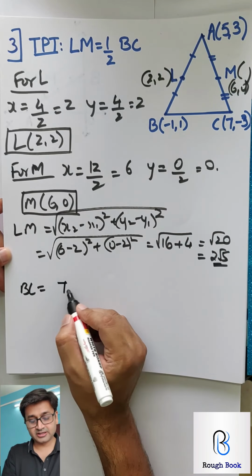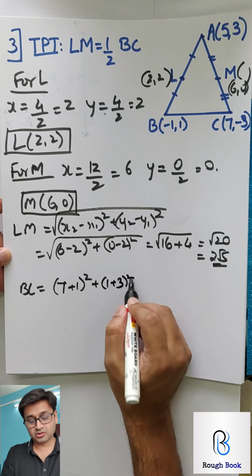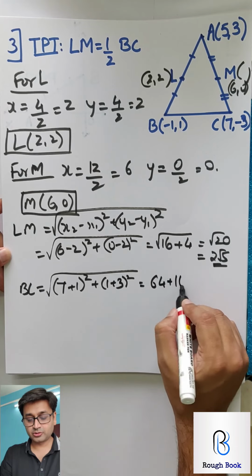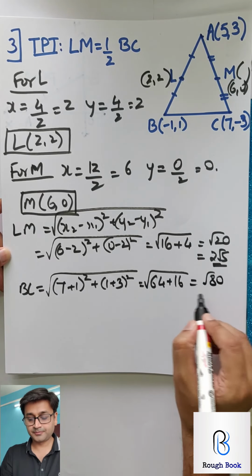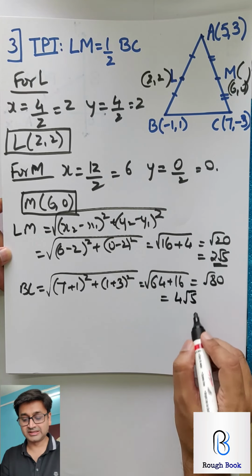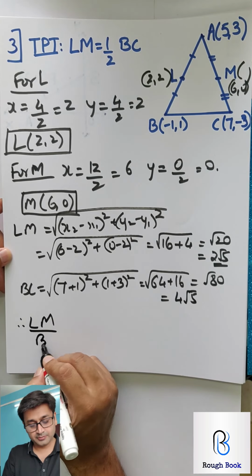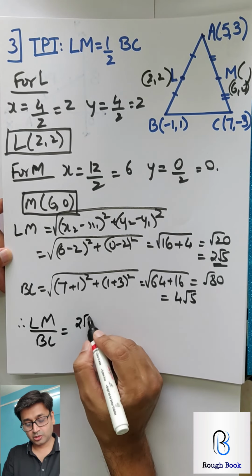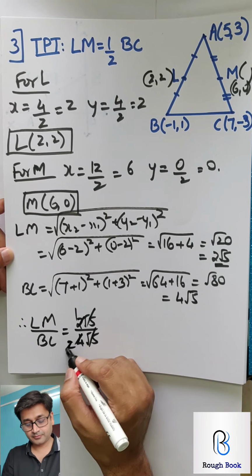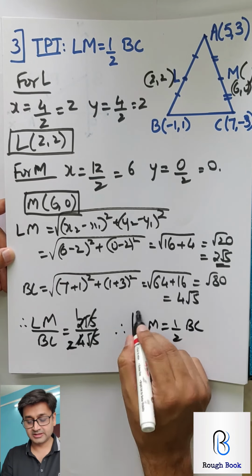Likewise, let's get BC. BC is root of 7 plus 1 squared plus 1 plus 3 squared. So I will get 8 squared 64 and 4 squared 16. So root 80. Root 80 will be what? That will be 4 root 5, because 16 becomes 4 once it goes outside. Therefore LM upon BC equals 2 root 5 over 4 root 5. Root 5s cancel, cross multiply. Therefore LM becomes half of BC.